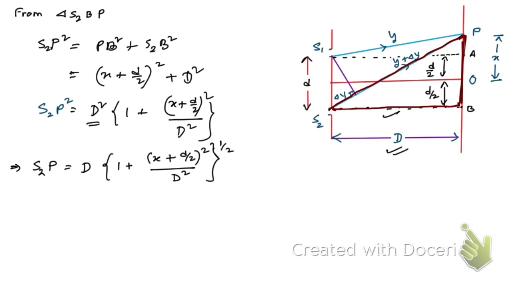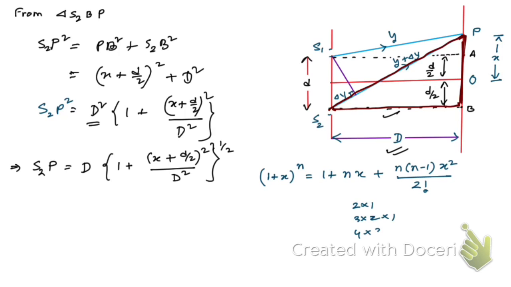Now let me expand this part using the binomial theorem. I hope you know this expansion. If you don't know, just remember for the time being, 1 plus x whole to the power n is equal to 1 plus n into x plus n into n minus 1 into x square by factorial 2. Factorial 2 means 2 into 1. Factorial 3 means 3 into 2 into 1. Factorial 4 means 4 into 3 into 2 into 1. Hope you know these things, right?